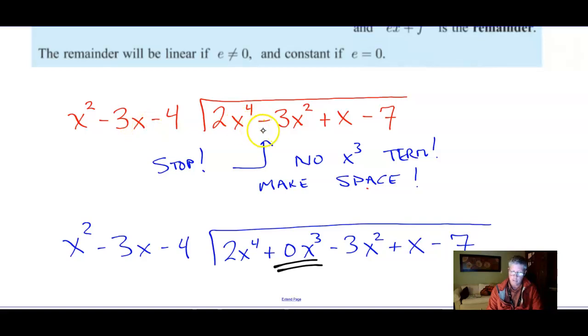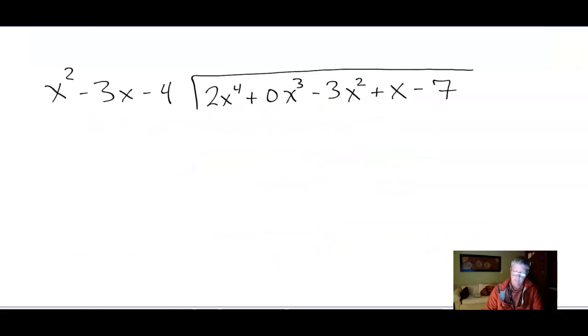The first thing I'm going to do is make you stop. There is no x cubed term here. So you need to rewrite this and give yourself a placeholder for all these values to line up and stay. You don't have to, but it makes it a lot easier. So I'm going to walk you through this. It is nothing different from the linear. Look at the leading term and how it works with the leading term as you go.